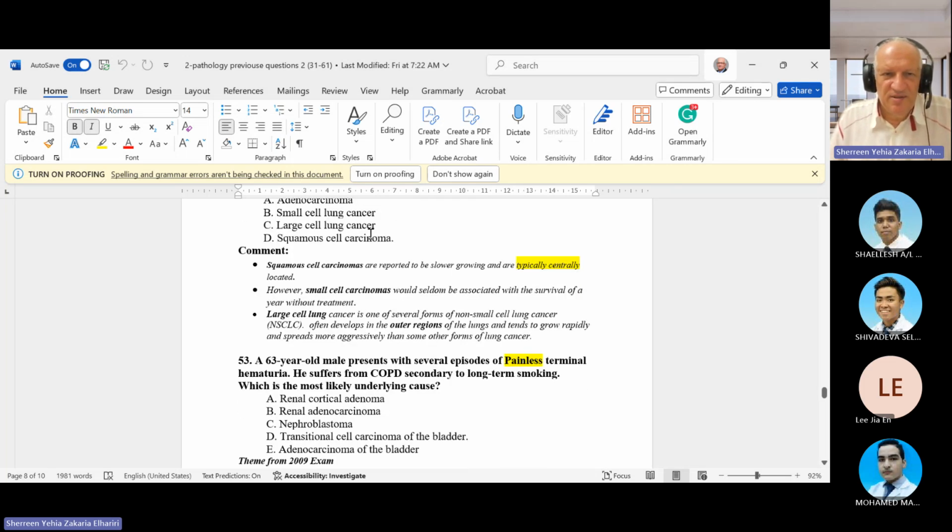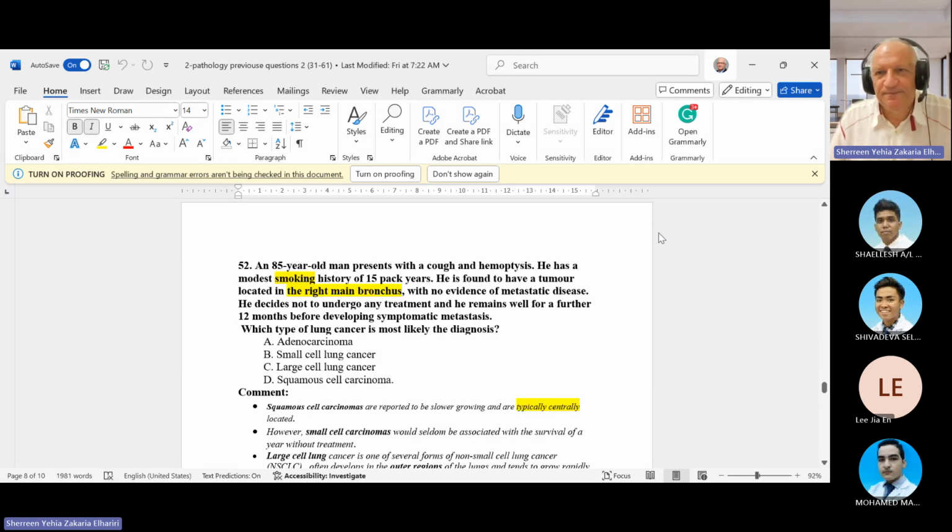Just to summarize, squamous cell carcinoma is, of course, in a smoker, slow growth, typically central. However, small cell carcinoma will not be associated with survival of a year without treatment, so it is rapid growth, and usually small cell carcinoma is characterized by paraneoplastic syndrome. Large cell carcinoma, which is rare, is one form of non-small cell lung carcinoma, develops in the outer part of the lung, tends to grow rapidly, and spreads more aggressively than other types.